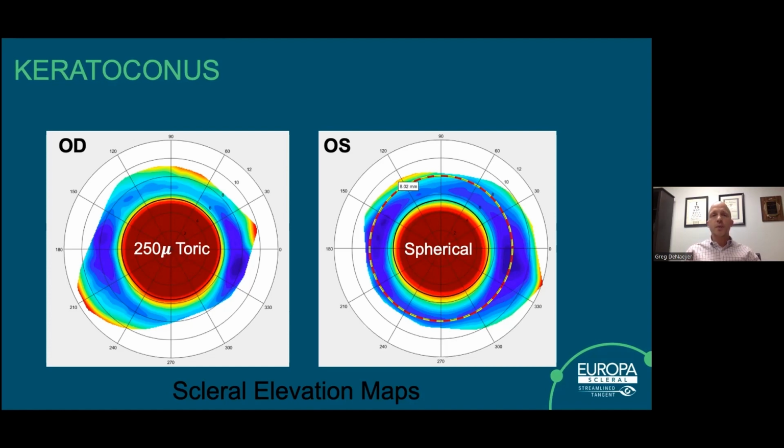What's interesting about this patient is that although her keratoconus is very similar between the right and left eyes, her scleral shape is different. Her right scleral shape is toric, and her left scleral shape is spherical.